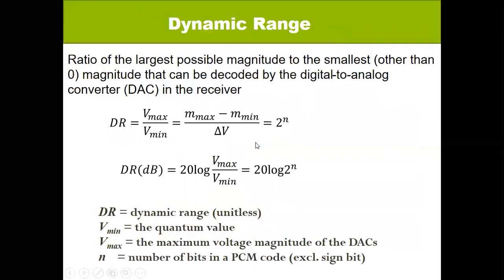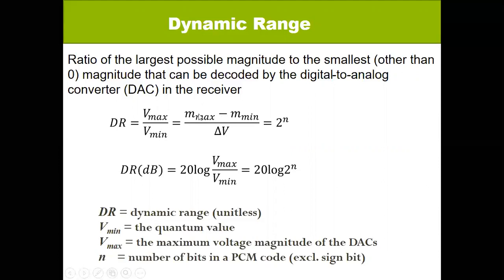Okay. Now another one, how efficient the PCM code is, or the quantizer is. Okay, it means the digital to analog converter or analog to digital converter. How efficient is it? It depends on dynamic range. So dynamic range is Vmax divided by Vmin, or maximum value divided by Vmin. Okay, the voltage level, or can be Vmax minus Vmin divided by delta V.